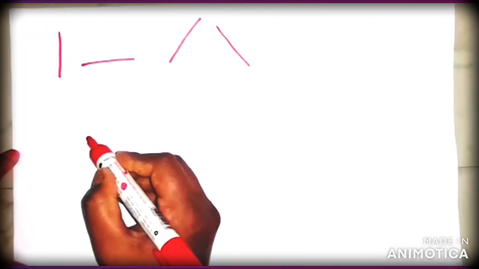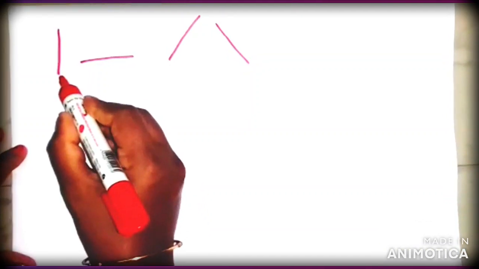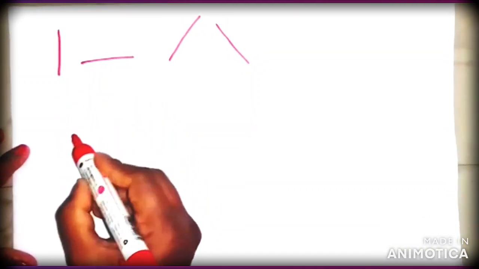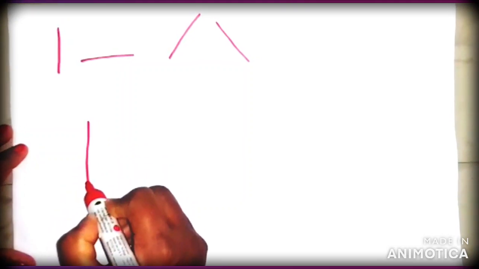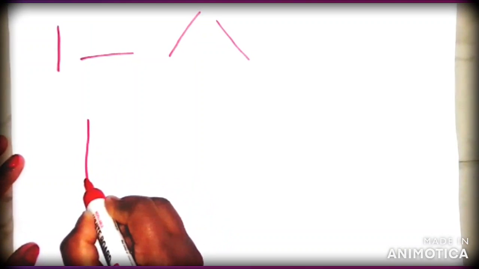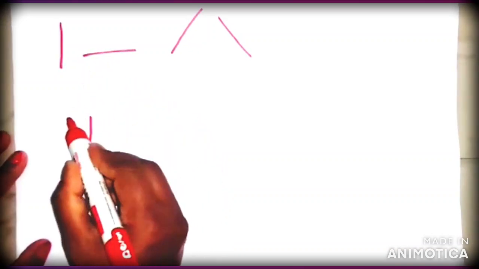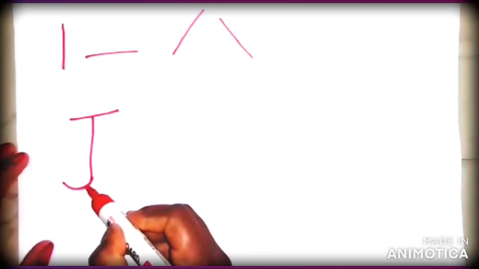First is capital J. For drawing capital J, we draw a standing line like this. And from here, we draw a small curve leftward. Okay? And at the top of this standing line, draw a sleeping line. Okay? This is capital J.